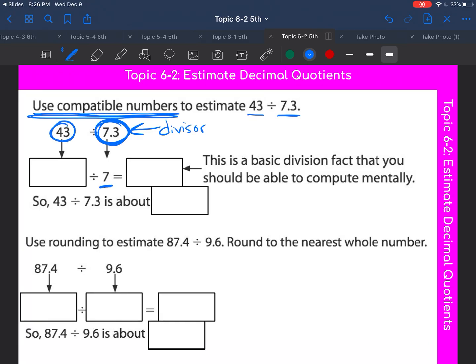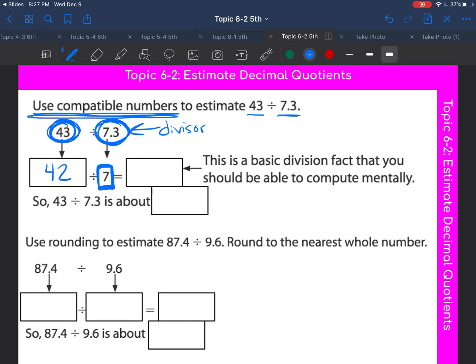And then this 43, we don't want to keep 43 because we want to make it a basic fact. So look at that divisor 7. Okay, we made it a 7, a nice easy 7. What could we change 43 to so that it's a basic fact or a multiple of 7? Well, I know that 7 times 6 is 42, so you can make it 42. If you did 7 times 7, which is 49, you can make it 49 as well.